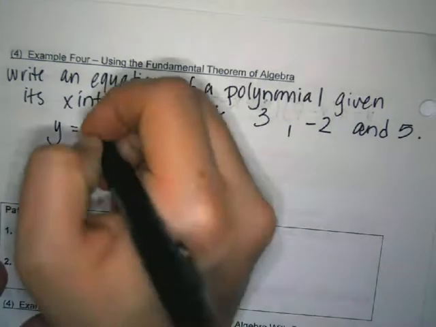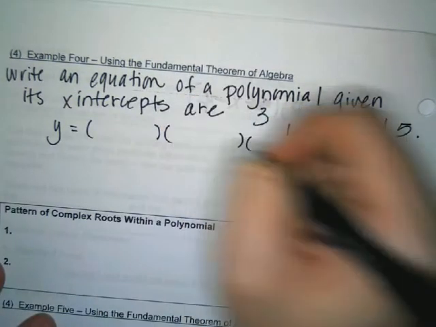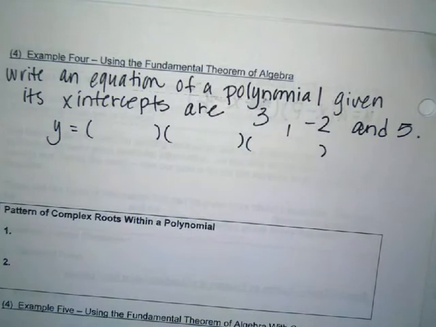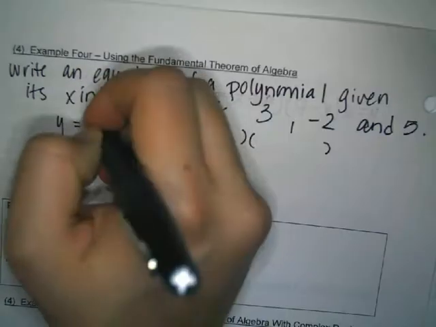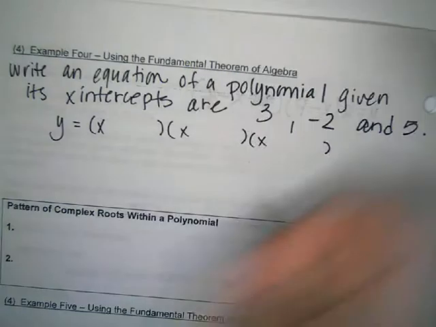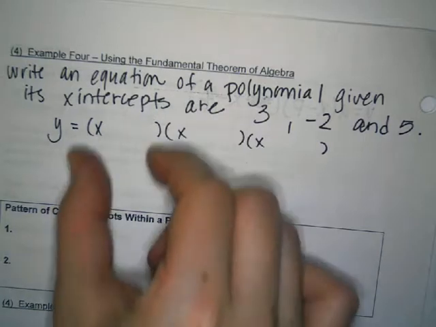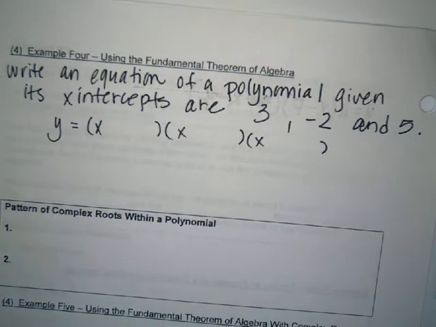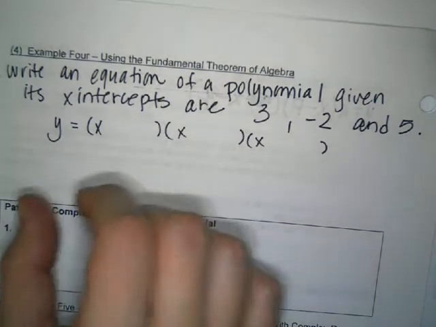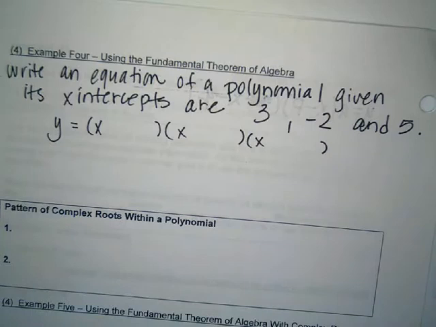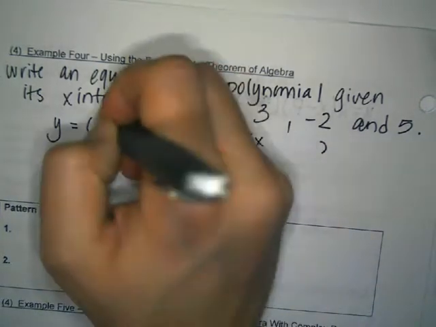I would need 3 parentheses because I have 3 x-intercepts. I would need to have an x, an x, and an x. And in order to get 3 as an answer, because my x-intercepts are my answers, I would have to have x minus 3. Because I would take this parenthesis, set it equal to 0, and get 3 as an answer. If I set x minus 3 equal to 0, would I get 3 as an answer? Yeah. So that's what we're going to have here.